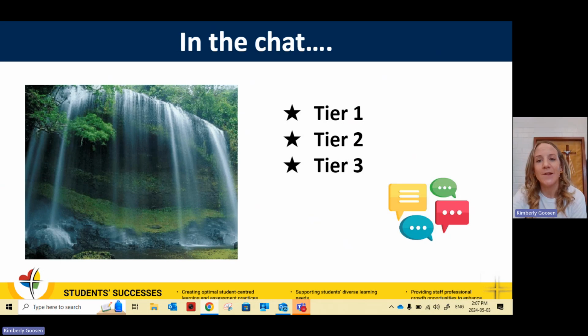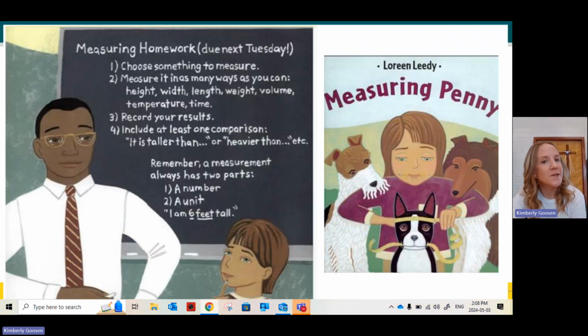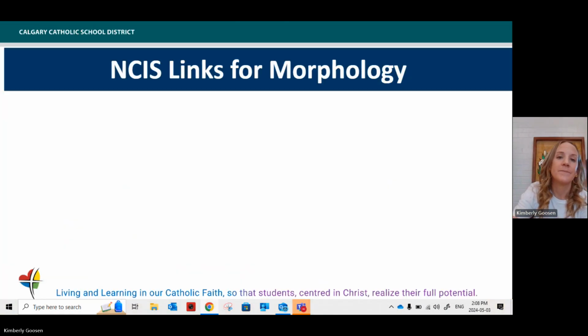So we were going to play a little game about tier 1, tier 2, and tier 3 words and identifying them. So you might want to do this maybe at a staff meeting if you have any time. But basically, you would look at this piece of writing and try and identify the different tiers in this writing.